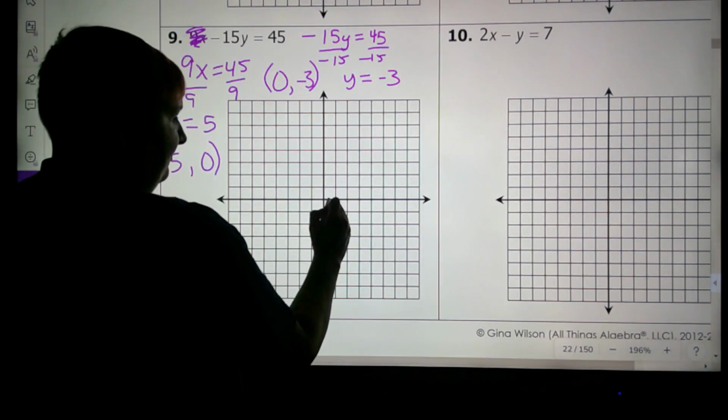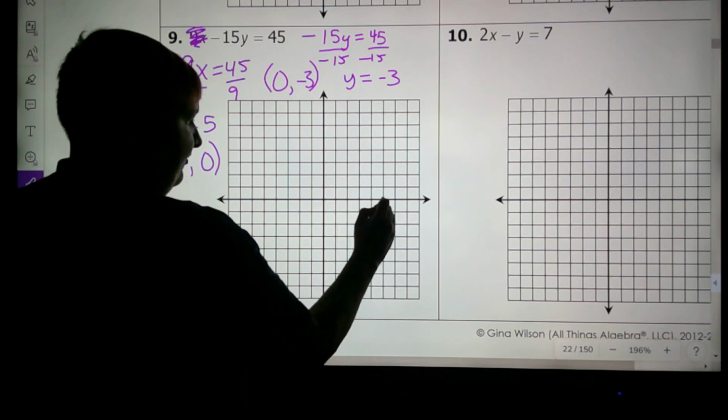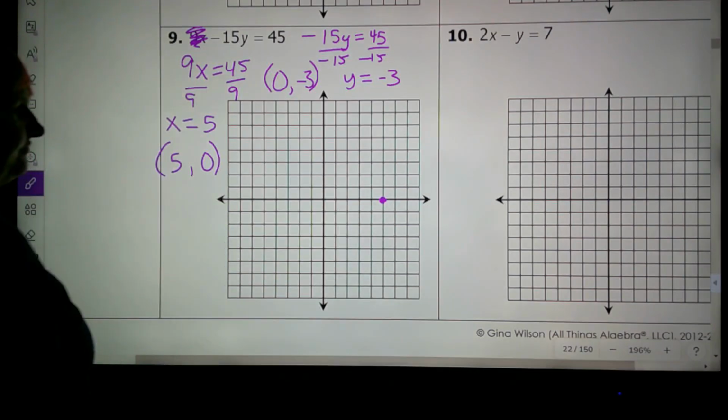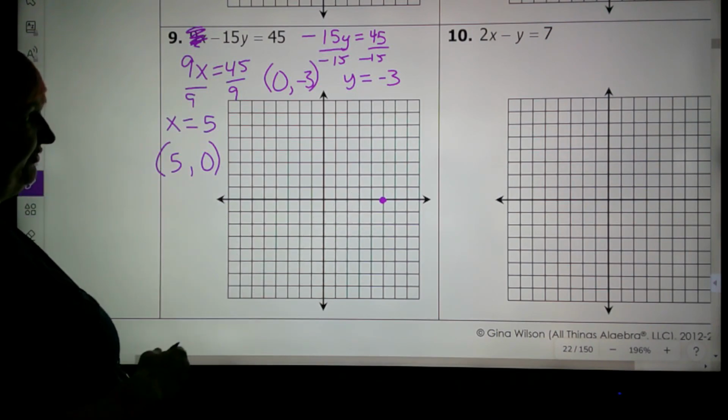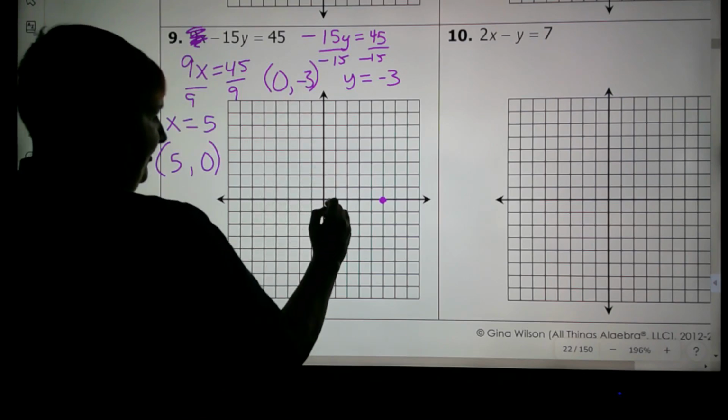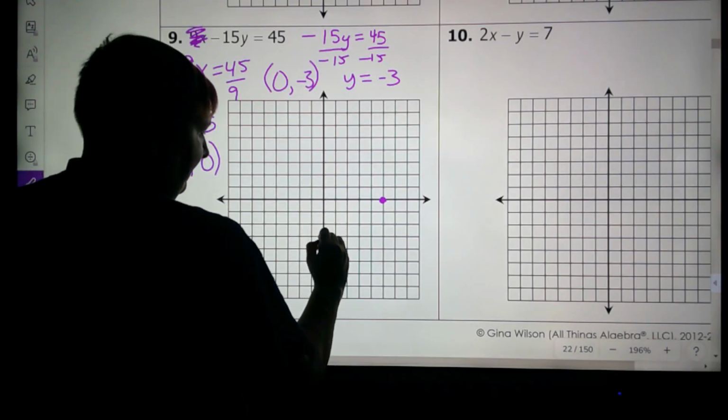5, no up or down. 5 to the right. 1, 2, 3, 4, 5. Always make your point dark enough and big enough that I can see that that's your point. Origin down 3. 1, 2, 3.